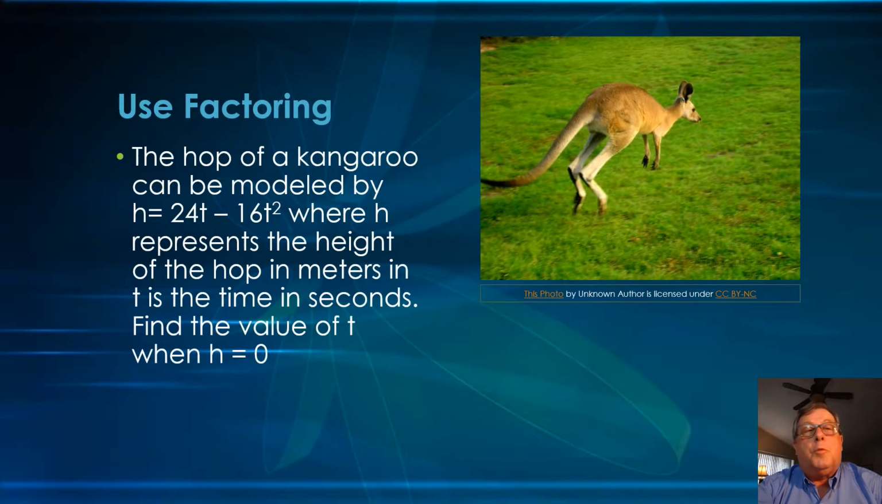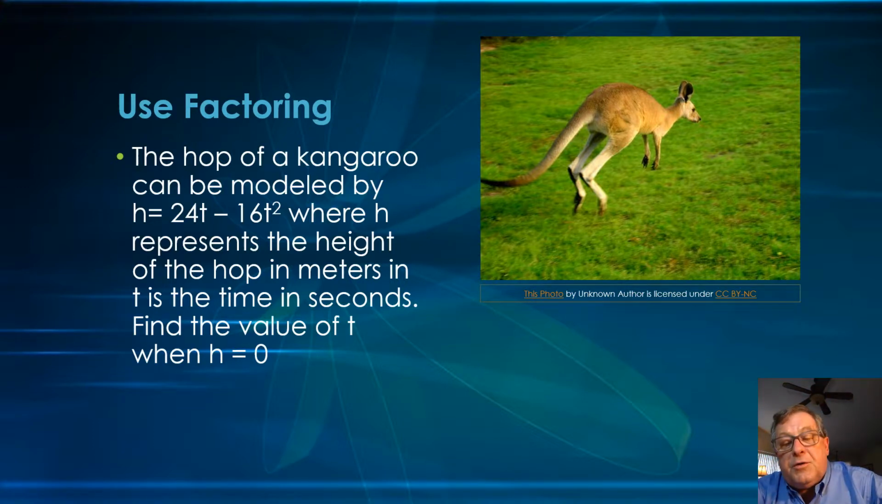How about a little word problem using factoring? Well, let's see what we got. The hop of a kangaroo can be modeled by the equation h equals 24t minus 16t squared, where h represents the height of the hop in meters and t is the time in seconds. Find the value of t when h is 0.